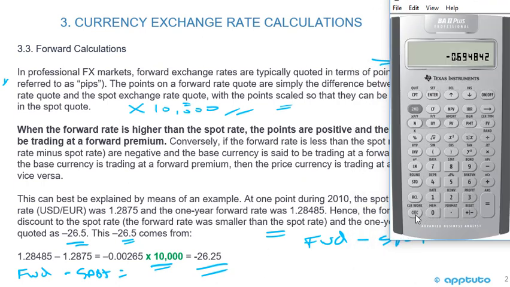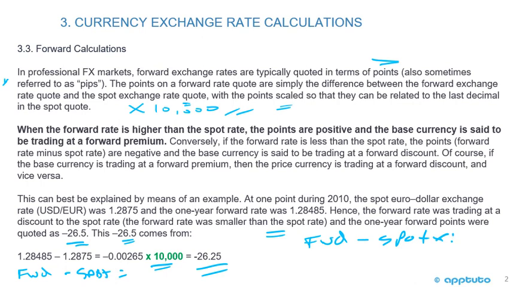We can just bring up the calculator and check that out. So let's just work it through. We take the forward rate, 1.28485, minus 1.2875. Okay, and then we multiply by 10,000, and equals negative 26.5. Okay, so it's easy as that. Forward minus the spot rate times 10,000, and you'll get it in terms of points or pips.